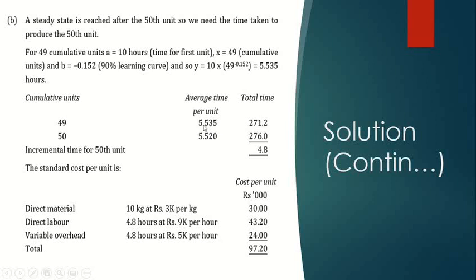So how to find? We want to find the total time first. So what you want to do, 49 should be multiplied by the average time. So we can find 271.2. 50 should be multiplied by 5.520. It is 276. So the difference is in this total time. Here you can see, if we produce 49 units, our total time will be 271.2. If we produce 50 units, our total time will be 276.